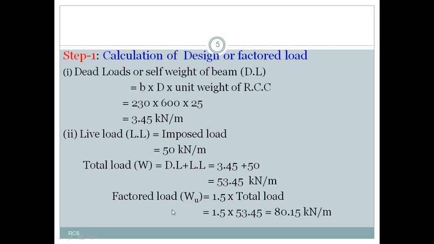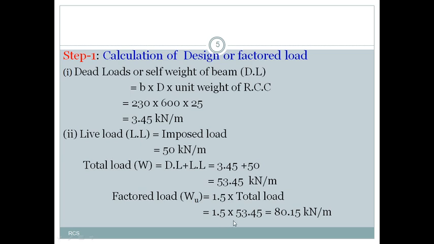And from that we have to calculate the factored load. The factored load can be calculated as 1.5 into the total load. What is this 1.5? This is the partial factor of safety used in the limit state of collapse under flexure for a combination of dead load and live load. That's why we are using the combination of dead load and live load, and for that the partial factor of safety is 1.5.